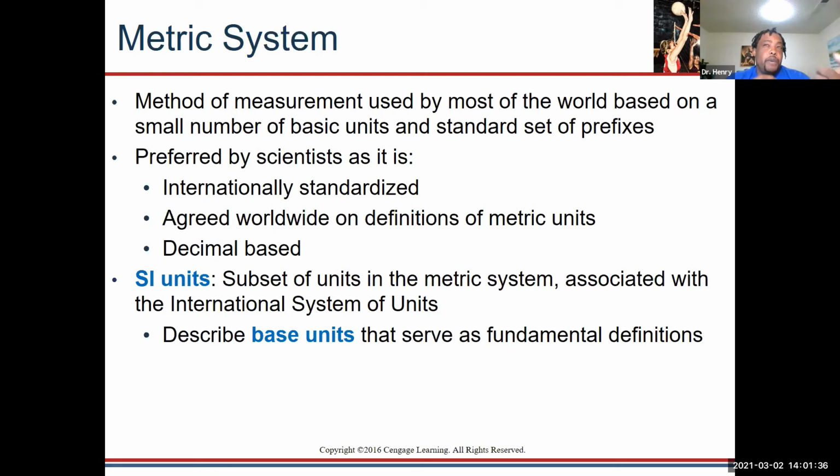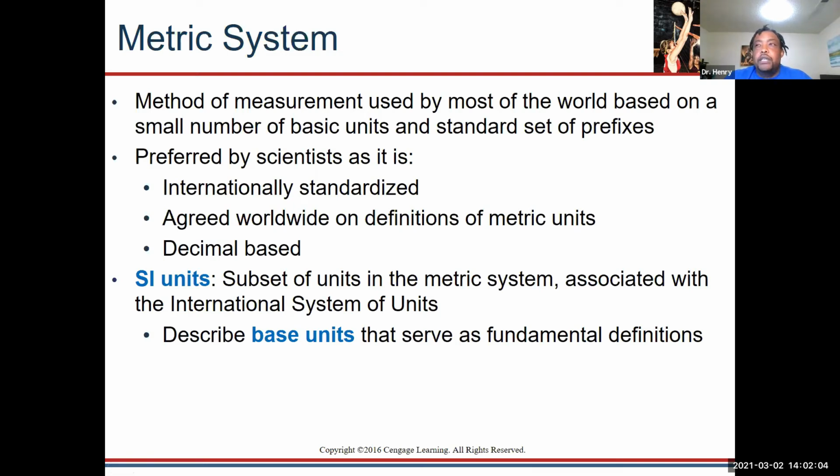But then we have what we call our base units. We have our mass units. Mass is grams. Volume is liters. Distance is meters. And so once you have your base units, you just apply those prefixes to determine how big it is in terms of the metric system. And I'll show you that here in a second, I promise.